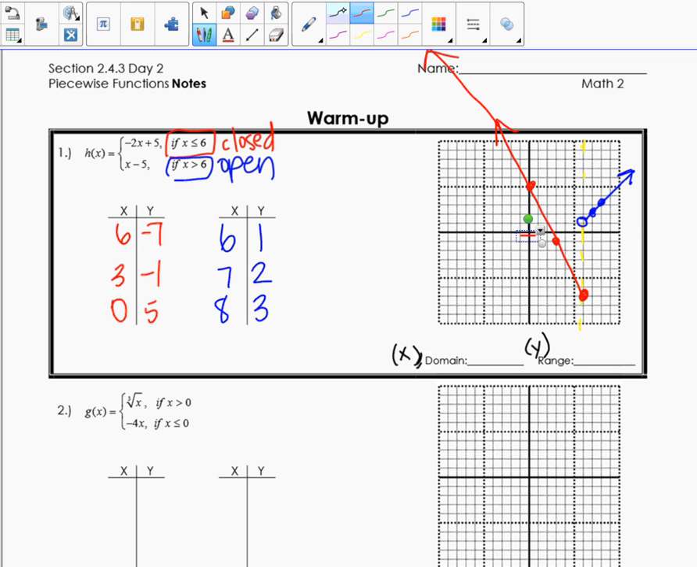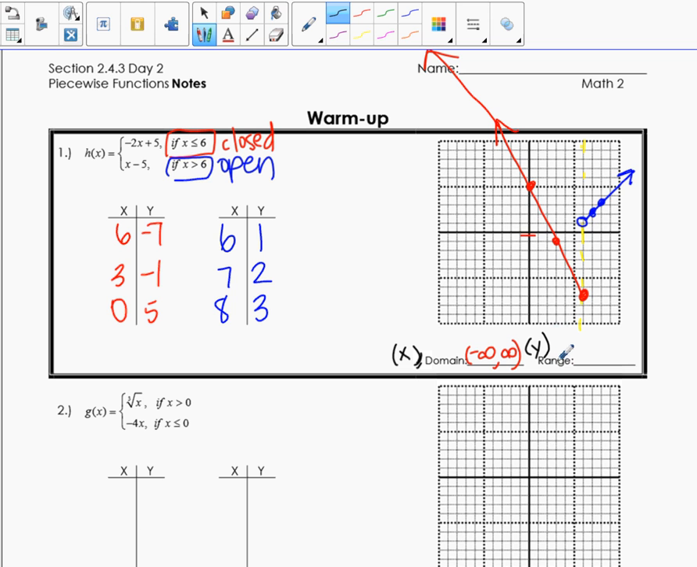Now the thing you want to pay attention to is the fact that you have this open circle here. But at that x value of 6, you might have the open circle up on the second function, but down here you have a closed circle, so it's accounted for. So your domain here is going to be negative infinity to infinity, because between the two functions, every single x value has a point at it somewhere.